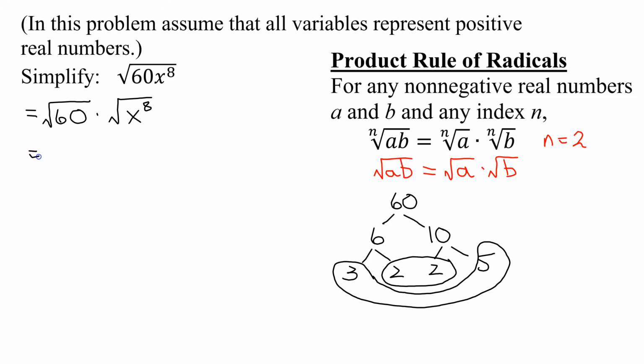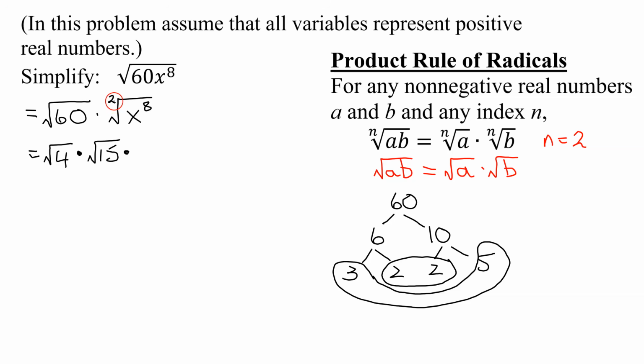So I'm going to write this as the square root of 4 times the square root of 15. Double check, 4 times 15 is 60. Times the square root of x to the 8th. And to figure that out, I'm going to use the index. Remember, on a square root, the index is a 2.